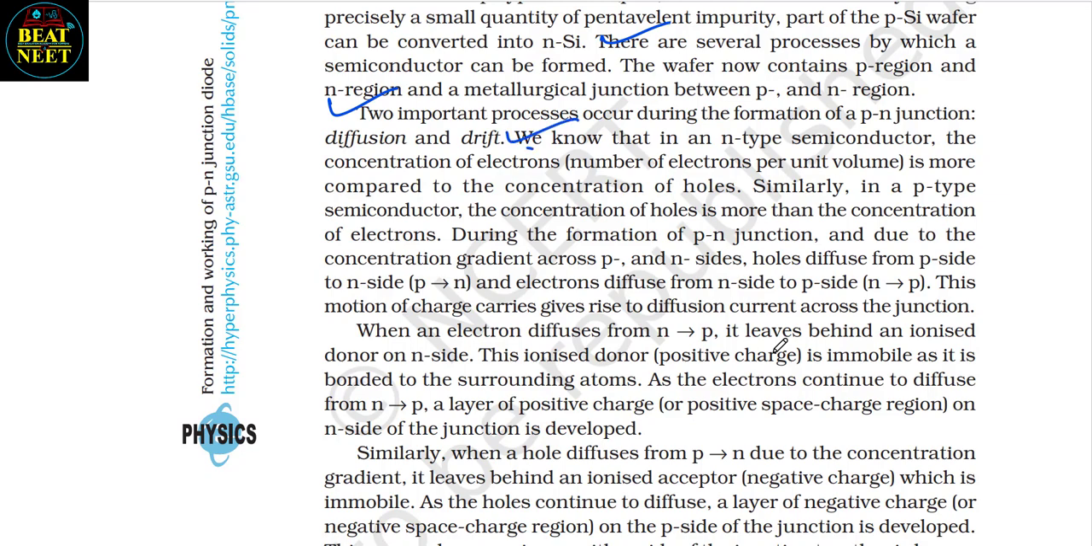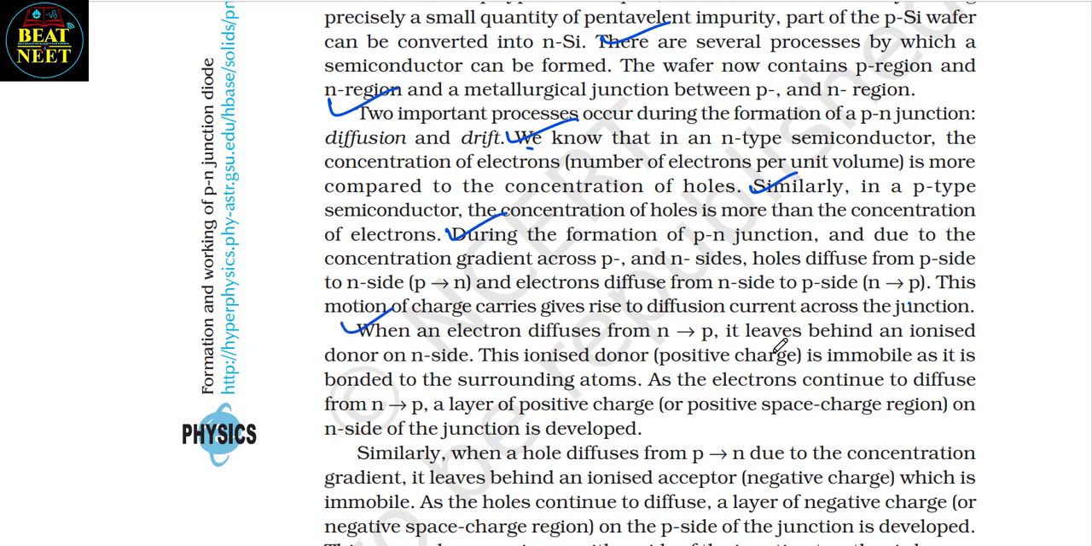We know that in an N-type semiconductor, the concentration of electrons is more compared to the concentration of holes. Similarly, in a P-type semiconductor, the concentration of holes is more than the concentration of electrons. During the formation of PN junction, due to the concentration gradient across P and N sides, holes diffuse from P side to N side and electrons diffuse from N side to P side. This motion of charge gives rise to diffusion current across the junction.